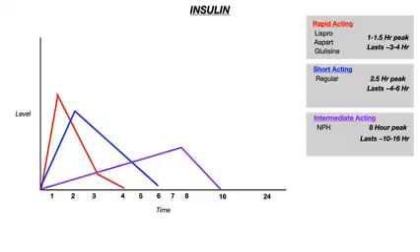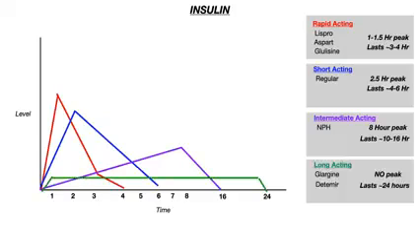The final category, shown in green, is the long-acting insulins, and there are 2 that you need to know, Glargine and Detemir.